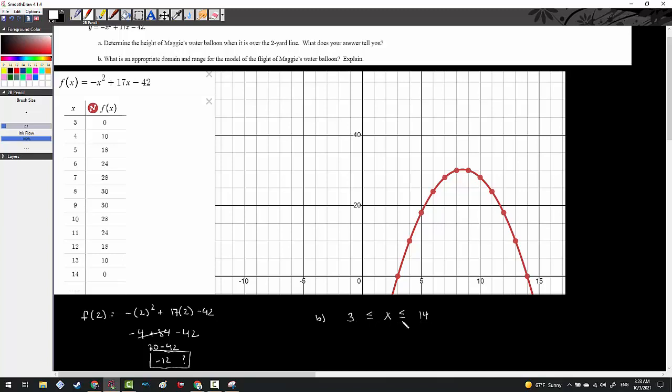Now, x can actually be those values because it actually does, in fact, get there. An appropriate domain, then, is my domain here. And then an appropriate range would be from 0, because the balloon is at its lowest on the ground, and it reaches a highest point of 30.25, and that's going to be my range for y.